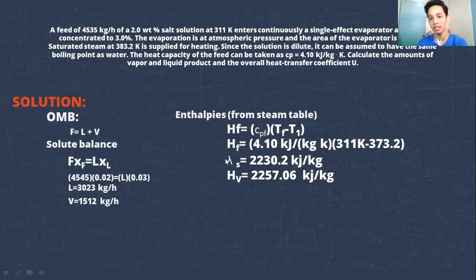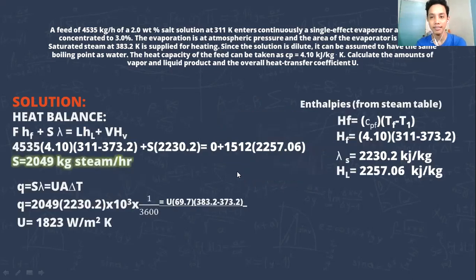After having these enthalpies, we could now proceed to the heat balance equation. The heat balance equation is written in the form: feed times the enthalpy of the feed plus the steam times its latent heat is equal to the liquid times the enthalpy of the liquid plus the mass flow rate of the vapor times the enthalpy of the vapor. And we could equate the liquid enthalpy to 0 since the datum is at 100 degrees Celsius and there's no boiling point rise.